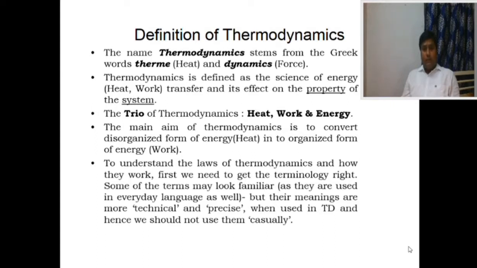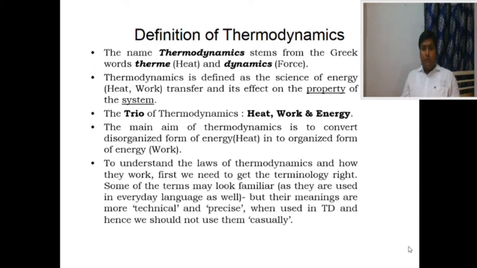Try to understand the triad of thermodynamics: heat, work and energy. One thing should be noted: heat is considered a disorganized form of energy and work is considered an organized form of energy. So the final aim of thermodynamics is to convert the disorganized form of energy, that is heat, into the organized form of energy, that is work.